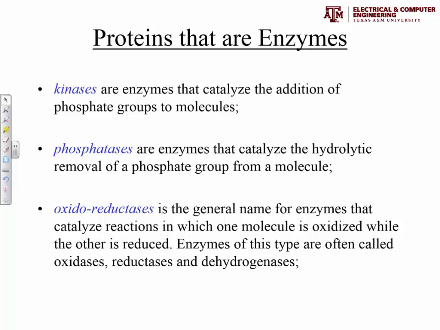Another name is oxidoreductases. Another class of enzymes is a general name for enzymes which catalyze reactions in which one molecule is oxidized while the other is reduced. Enzymes of this type are often called oxidases, or reductases, or even dehydrogenases. Dehydrogenase means it removes hydrogen.